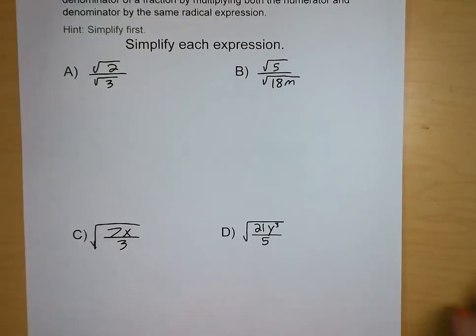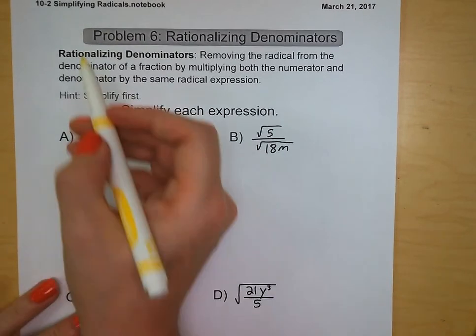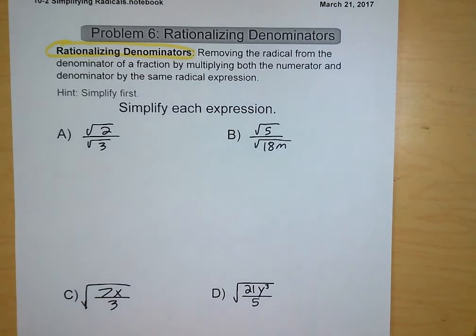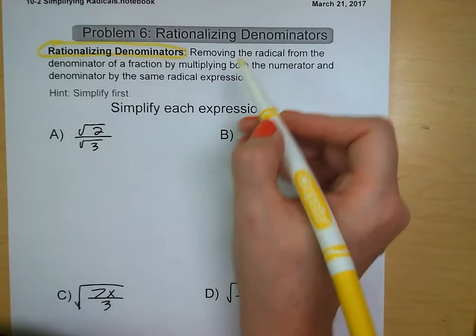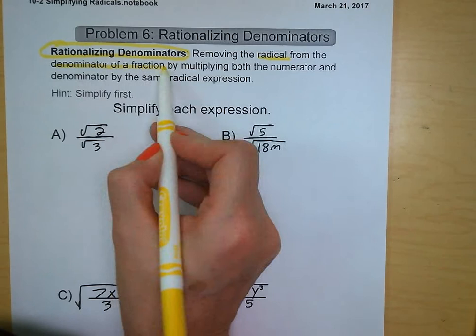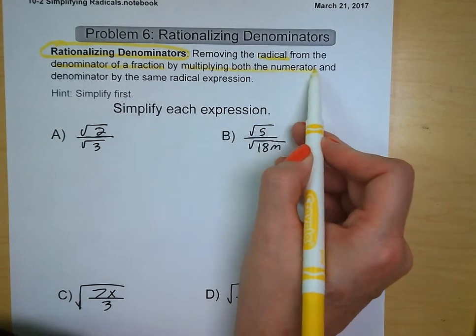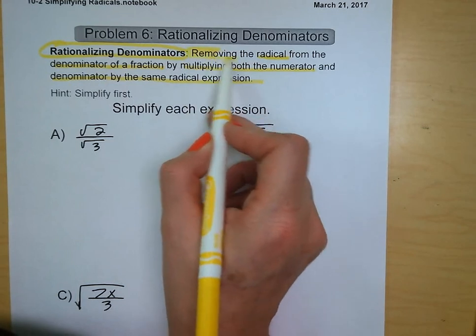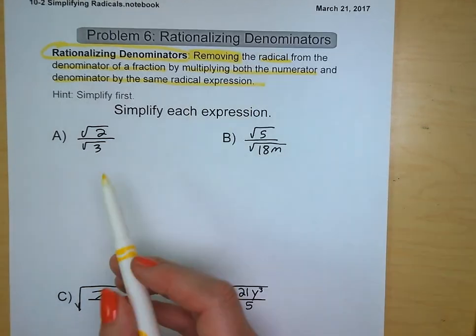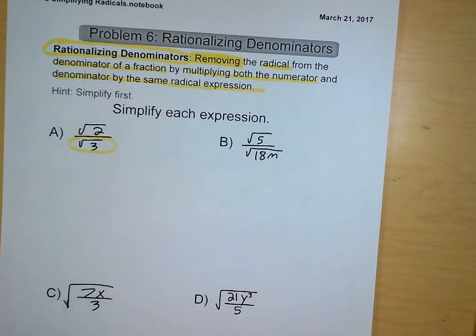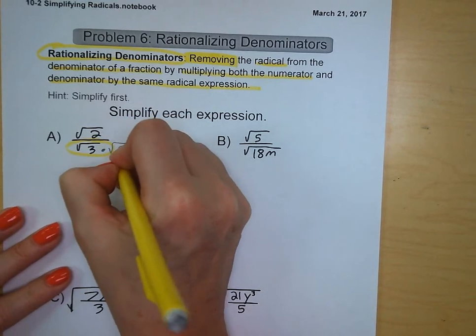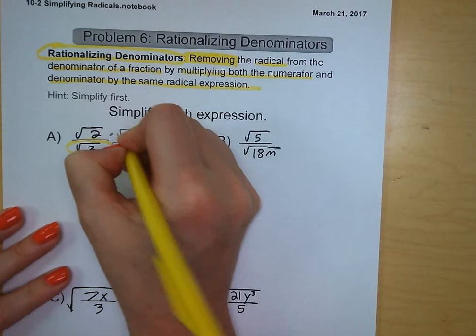Our last part of the notes for today is rationalizing denominators. What rationalizing denominators means is that we are going to remove a radical from the denominator of a fraction by multiplying both the numerator and the denominator by that same radical. So we don't like having radicals in the denominator. It's annoying. So in order to get rid of the square root of 3, we need to try to multiply it by something that's going to get rid of the square root, and the only way to do that is to multiply it by itself, which is the square root of 3.